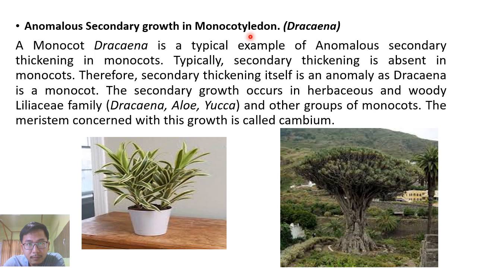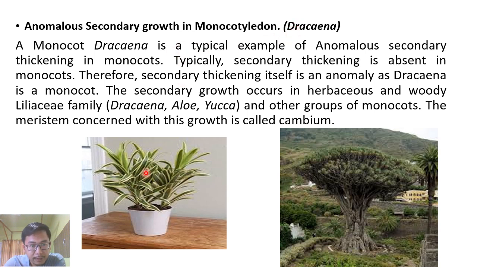That is a monocotyledon plant. According to the MUR syllabus, Dracaena is the only monocot plant given by them. So during the exam, they may not mention the name Dracaena. Instead, they can ask you to write the anomalous secondary growth in monocotyledon plants. At that time also, you need to keep in mind that it is Dracaena.